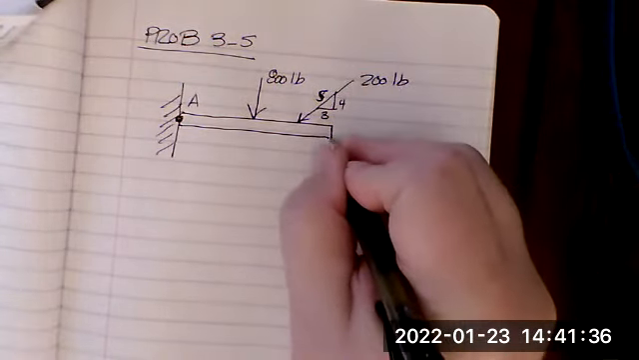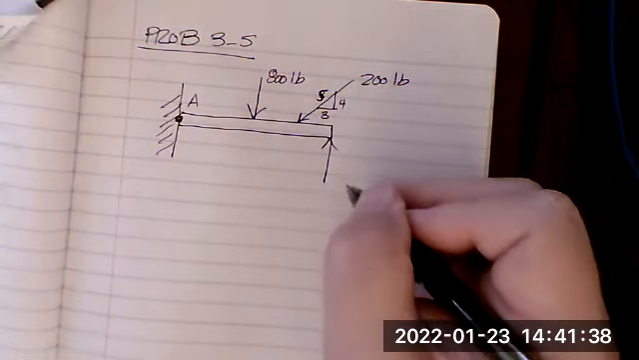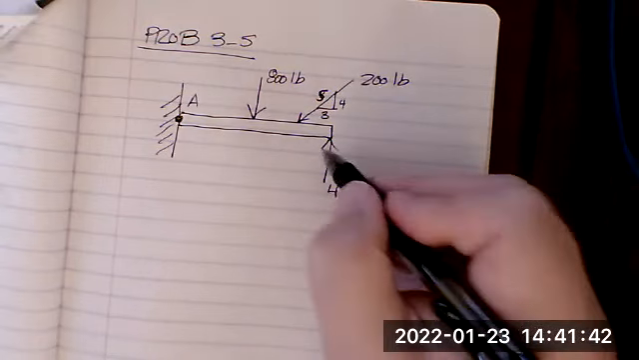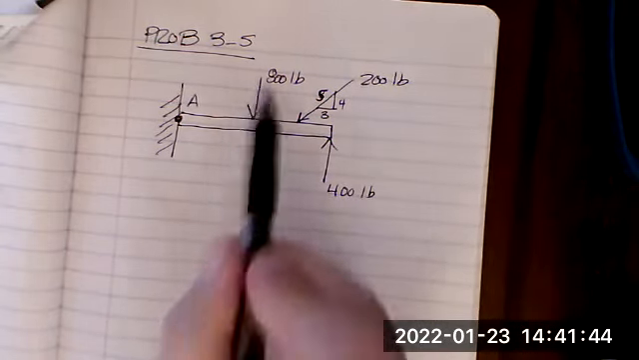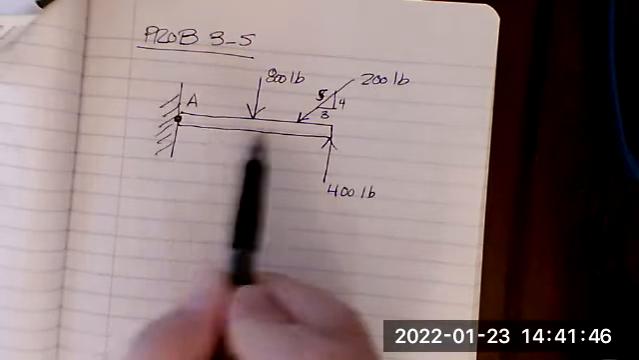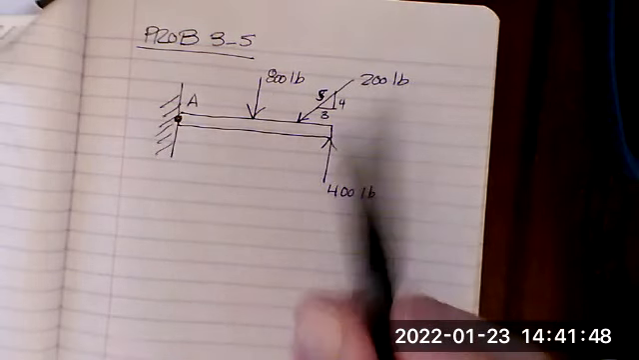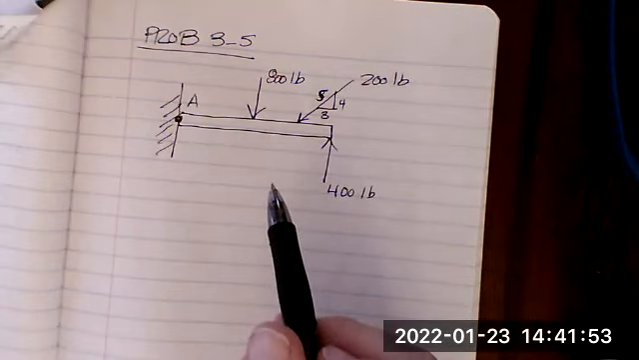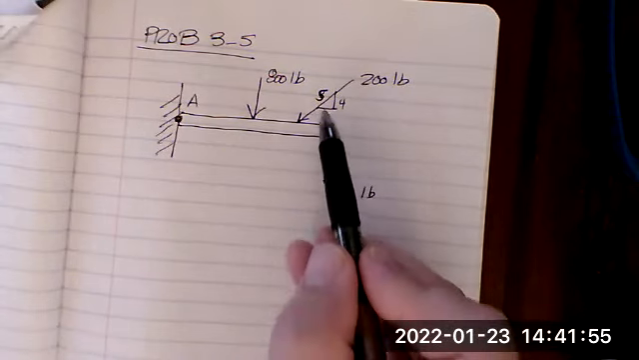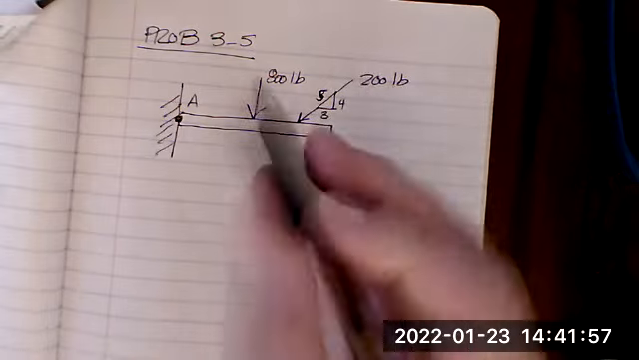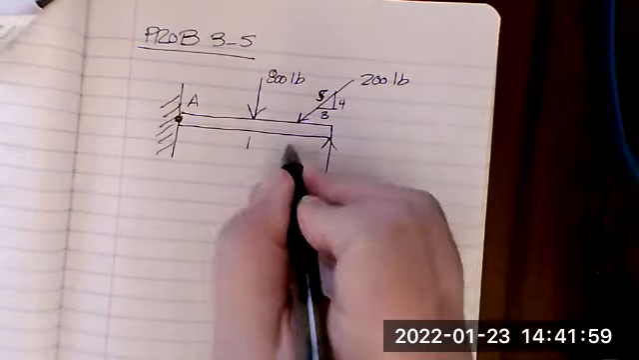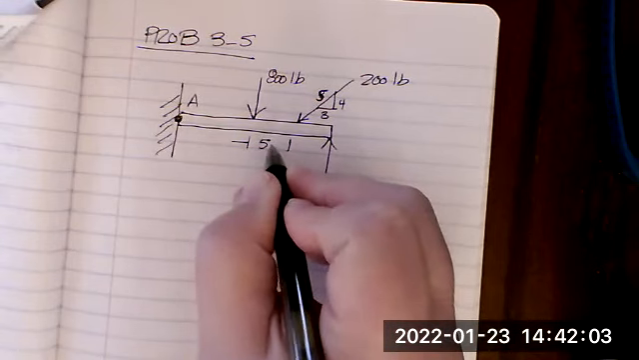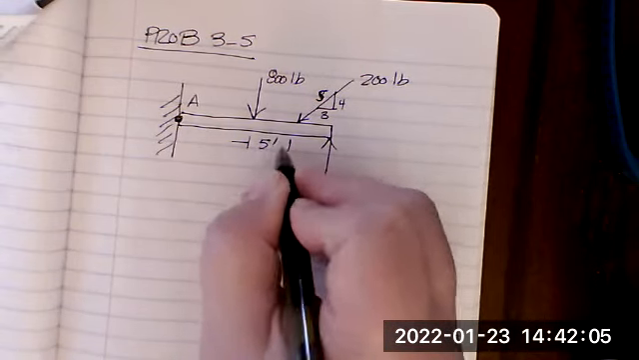And then we have one, which is 400 pounds, which is perpendicular. So this 800-pound force is perpendicular to the cantilever beam. And this force of 400 pounds is also perpendicular to the cantilever beam. But this force here is not. We need to add our dimensions here. So this is 5 feet here.